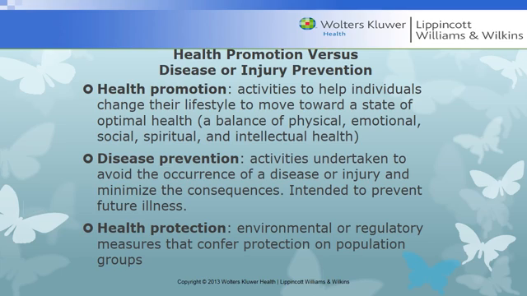Disease prevention includes activities that are undertaken to avoid the occurrence of a disease or injury and minimize the consequences. These activities are intended to prevent future illness. Health protection involves environmental or regulatory measures that confer protection on population groups.